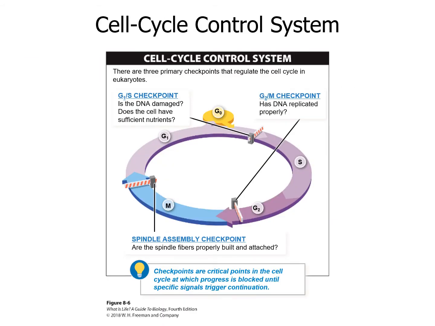As we are going through all of these different phases, G1, S phase, G2, and mitosis, we need to have a way to check and make sure that everything's going the way we want it to as far as our cells and our DNA. So there are 3 primary checkpoints that will regulate the cell cycle in eukaryotes. The first is the G1 or S checkpoint. This is going to check and make sure that the DNA isn't damaged and that the cell has sufficient nutrients. The G2 or M checkpoint is going to make sure that the DNA has replicated properly.